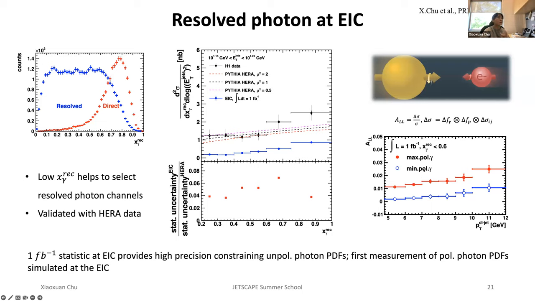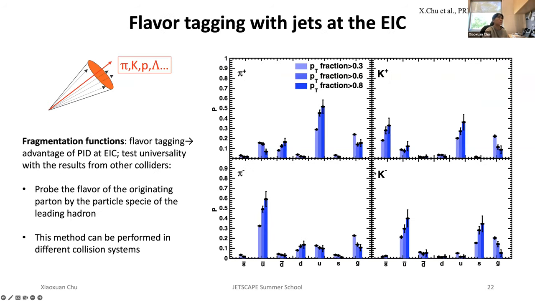So we assume maximum polarization of the photon, minimal polarization of the photon. We see a significant signature of a long zero asymmetry based on the polarization of the photon. So that asymmetry, measured in the future with the EIC data, can be used to extract the unknown polarized photon PDFs. And the last measurement before my summary is by using jets to study the fragmentation.